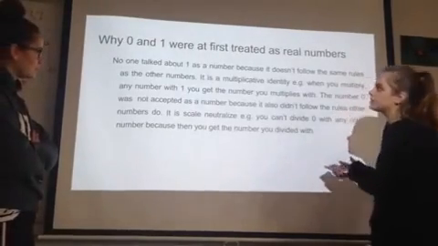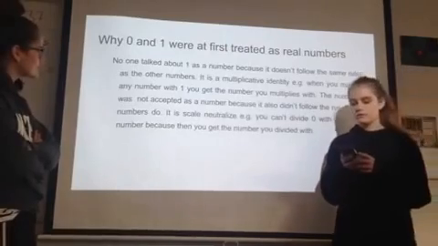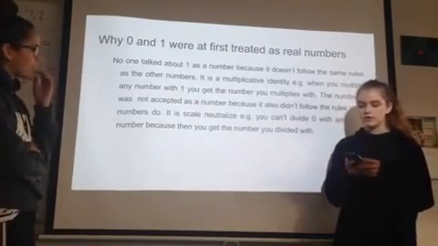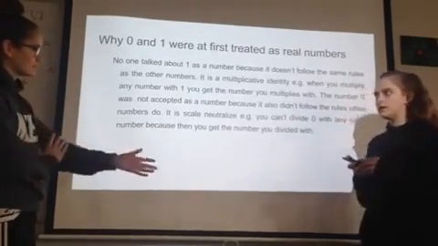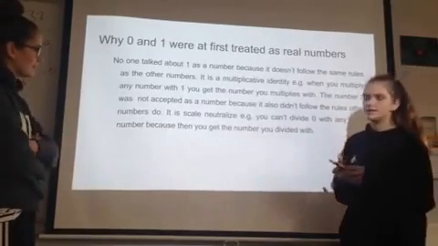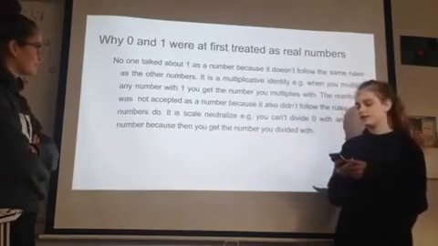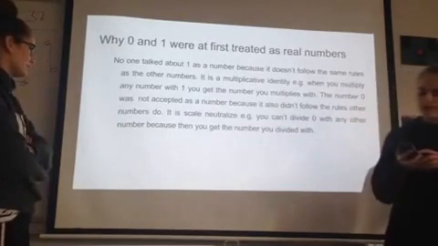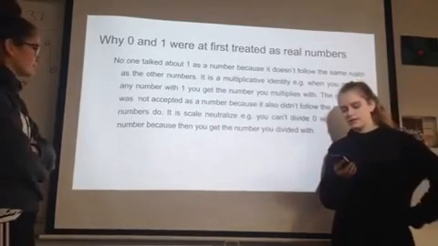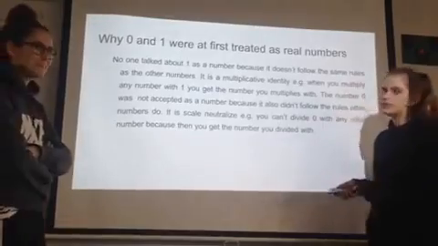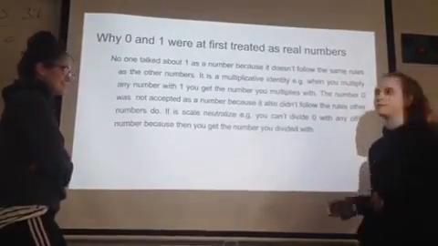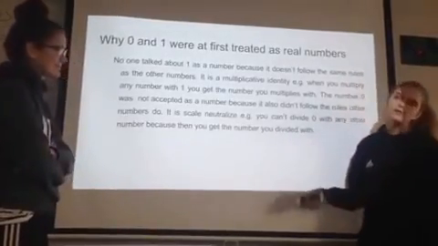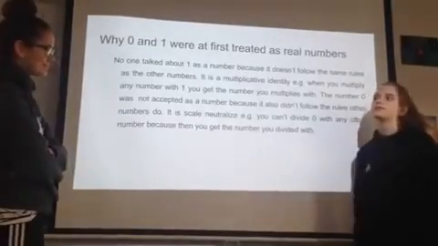No one talked about 0 as a number because it doesn't follow the same rules as the other numbers. It is a multiplicative identity, e.g. when you multiply any number with 1, you get the number you multiply with. Like 1 multiplied by 10, you get 10.